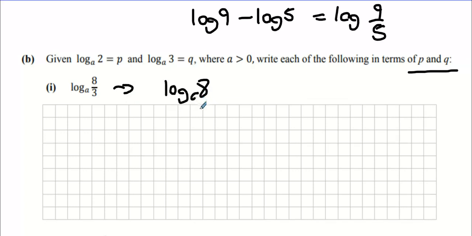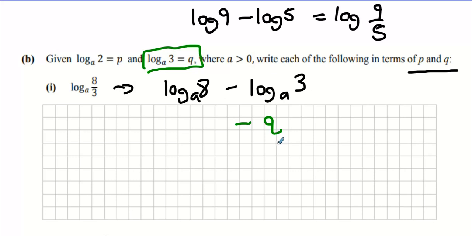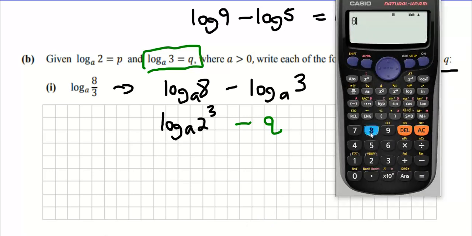Log 8 base A minus log 3 base A. Now, which one can we replace right away with a letter? You can change that to Q, can't we? Now, I have an idea with this one. See the 8? Shift factor the 8. What happens when you shift factor? 2 to the power of 3. For those who don't know how to shift fact, you press 8, you press equals, you press shift, and you press fact: 2 to the power of 3.